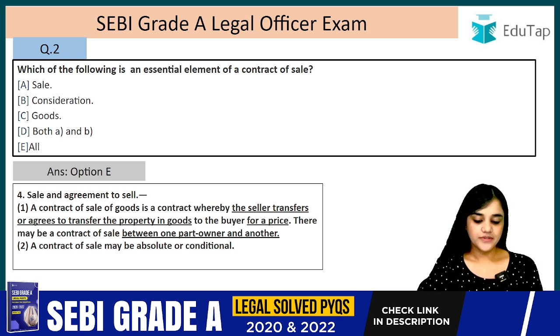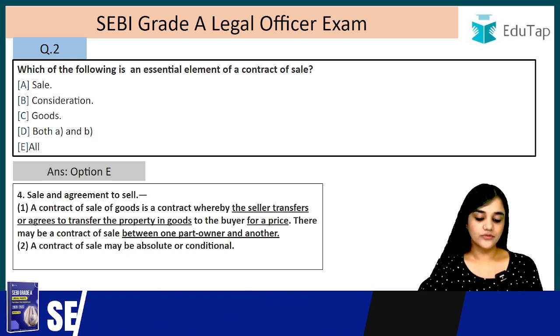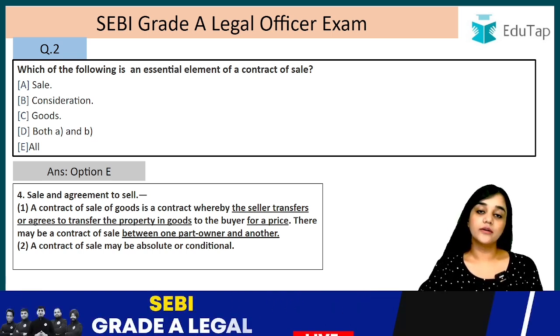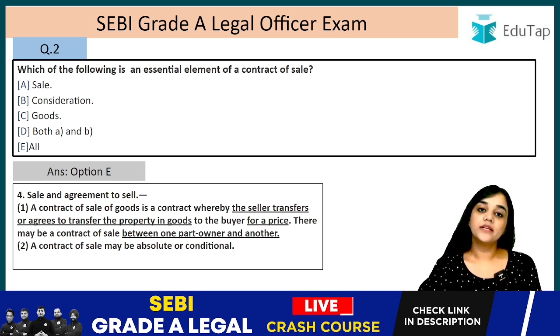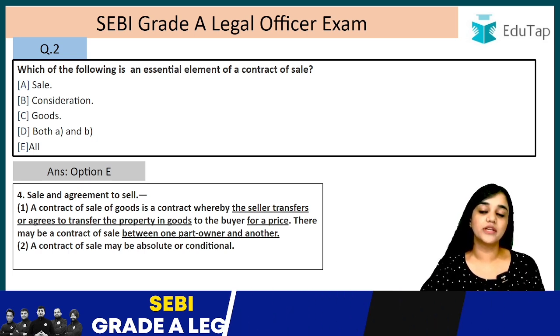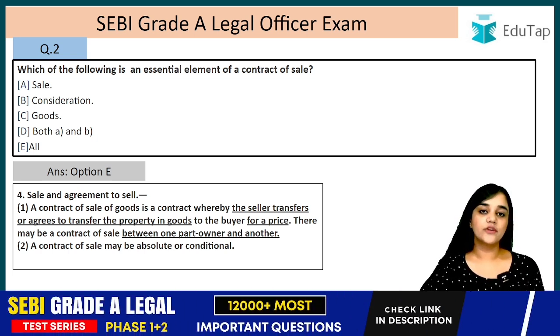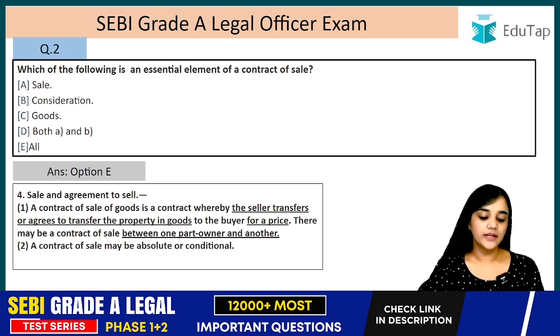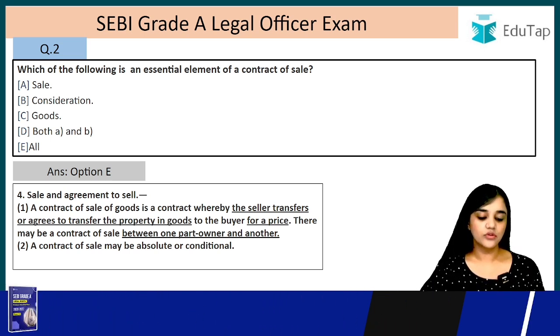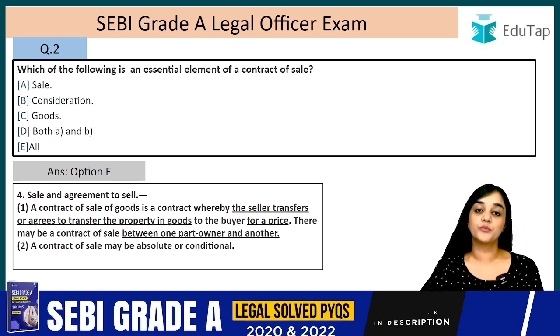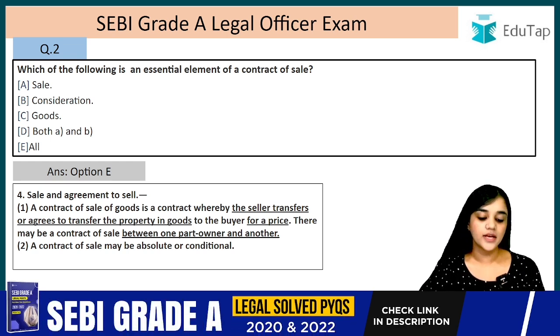A contract of sale of goods is a contract whereby the seller transfers or agrees to transfer the property in goods. So when I say transfer property in goods, what does that mean? What we are transferring here is the ownership. So in a sale, we are only transferring the ownership in the goods, right? The seller either transfers immediately or agrees to transfer the property in goods, that is the ownership in the goods, to the buyer for a price. That means it should be for a consideration.